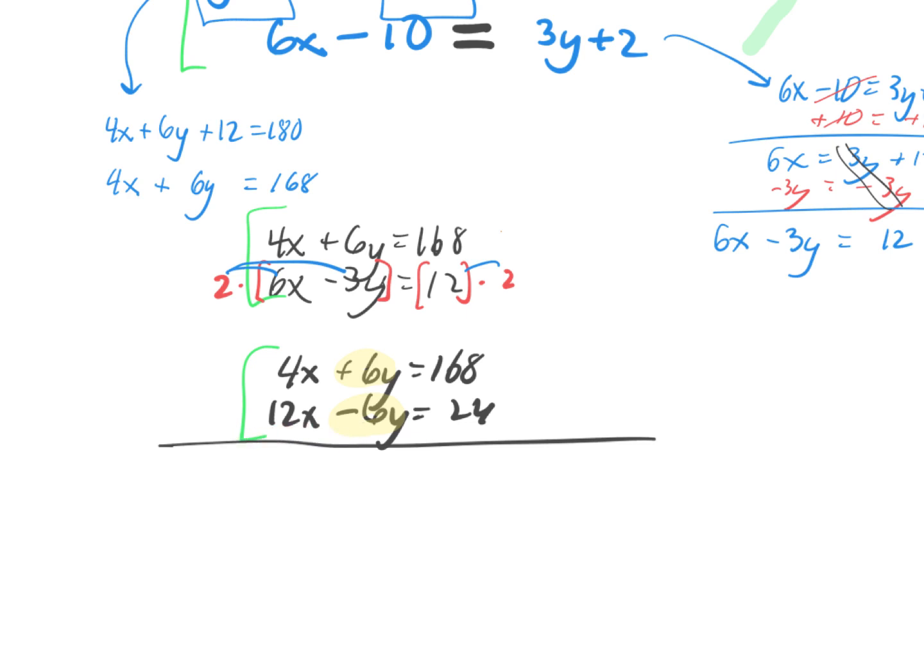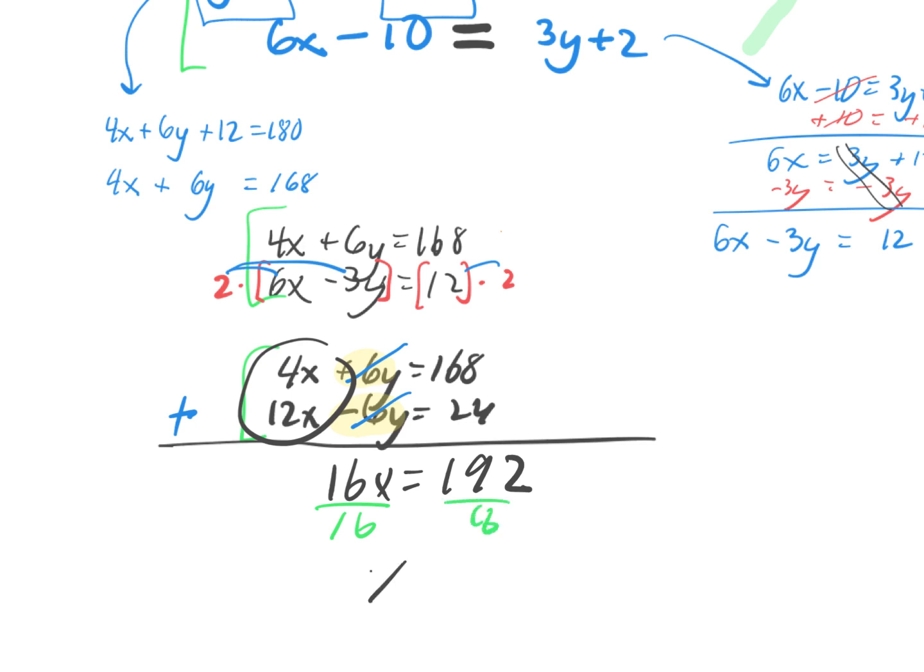So when we add these two equations together, left side plus left side, 6y plus negative 6y is 0, and we're left with 16x. And on this side, we're left with 192. And when we divide both sides by 16, we've got our x. x is equal to 12.